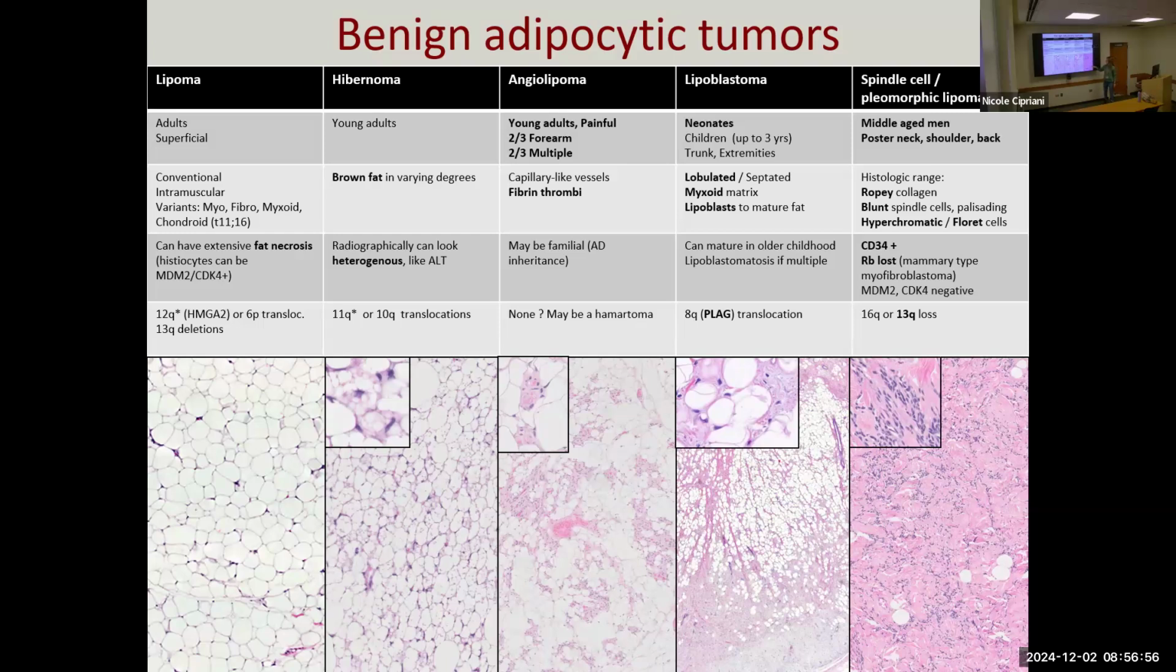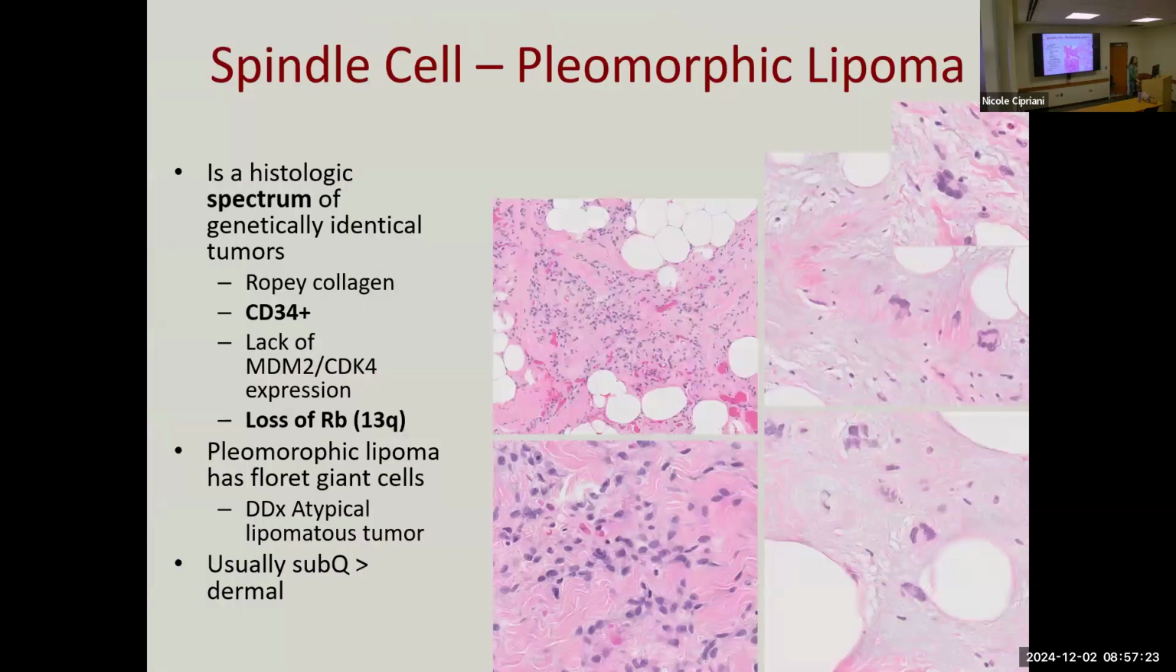which sometimes has a lot of fat, sometimes only a little fat, and sometimes hardly any fat. But these have prominent, blunt-ended, bland spindle cells, and are defined genetically by loss of retinoblastoma. So we do have retinoblastoma IHC. Of all of these, this is the only one in which I will use IHC. The rest are H&E diagnoses.